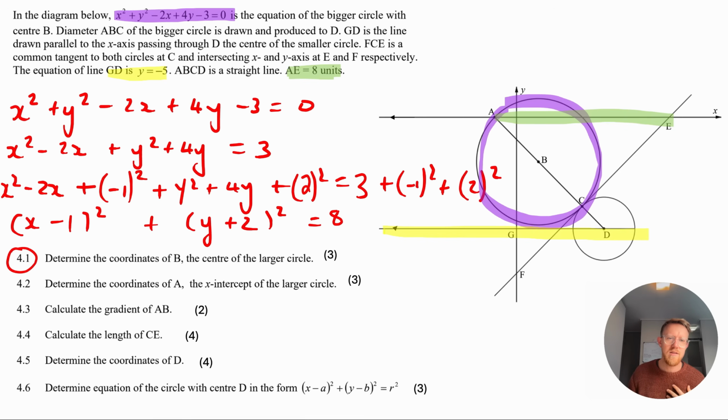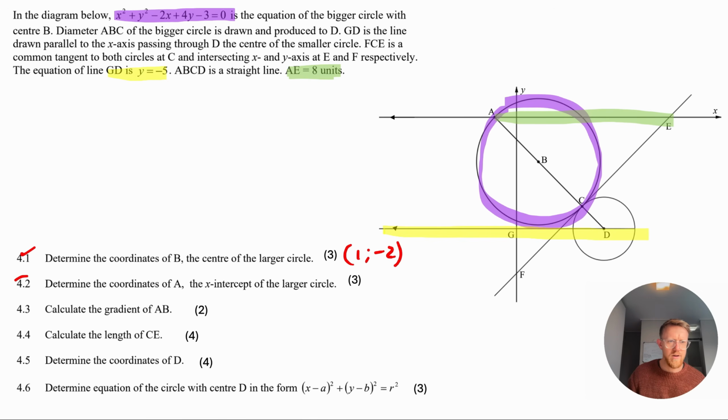So then the center of your circle is going to have the x value of 1 and a y value of negative 2. So x of 1, y of negative 2, and that is the coordinates for B.